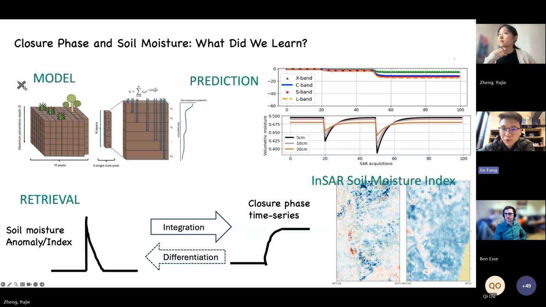Do you consider the shrink-swell of clay? So the shrink-swell of clay is more like a physical movement. That's what I sort of define as the deterministic phase components that will be canceled when you form closure phase. So it's probably not in the closure phase signature, though it is correlated with moisture change.